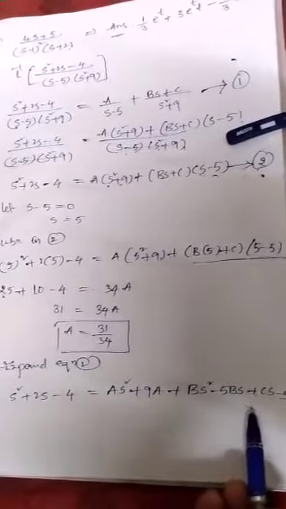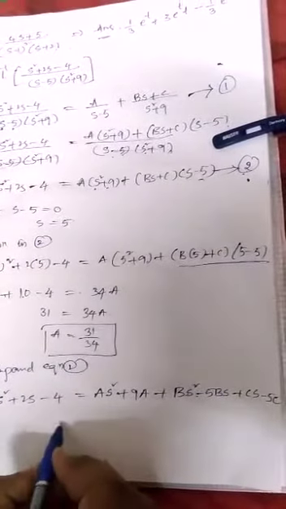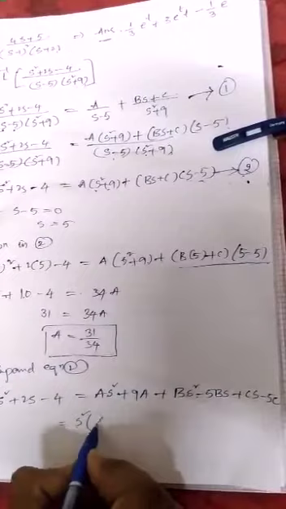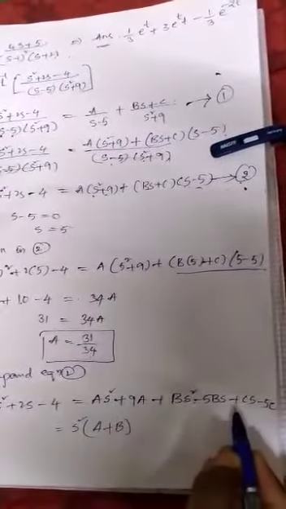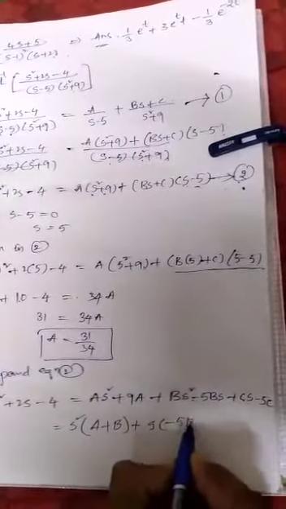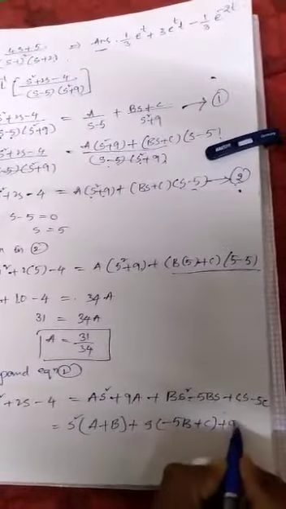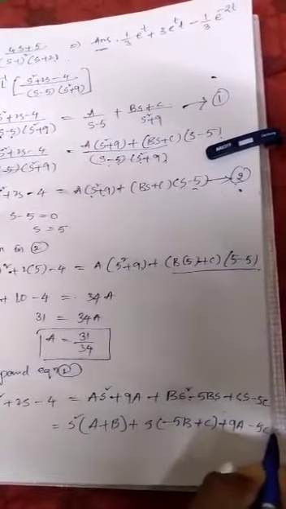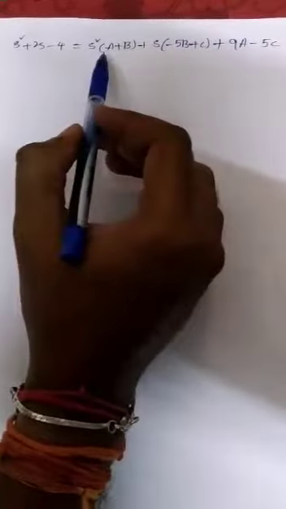Now in this equation we have two s square terms. So take s square as common. If you take s square common, what you will get here? A and here b. So a plus b. Then s coefficients common. If you take s common, what you will get? Minus 5b and here c. Then the remaining values are 9a and minus 5c. That equals s square plus 2s minus 4. Right, so we got this equation.